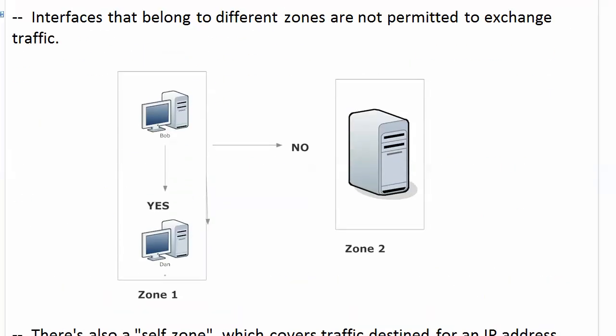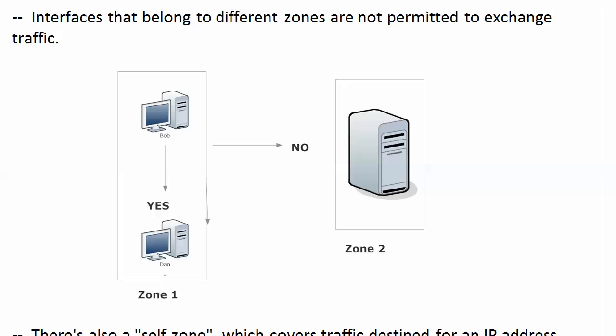So we've got our old friends Bob and Dan here in zone 1 and a server in zone 2. By default, Bob and Dan would be able to communicate with no problem whatsoever. But they would not be able to communicate with the server, which sounds like something we probably want to fix or resolve, and we're going to talk about that in this video.